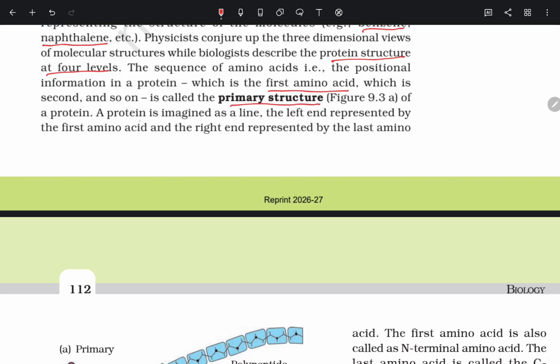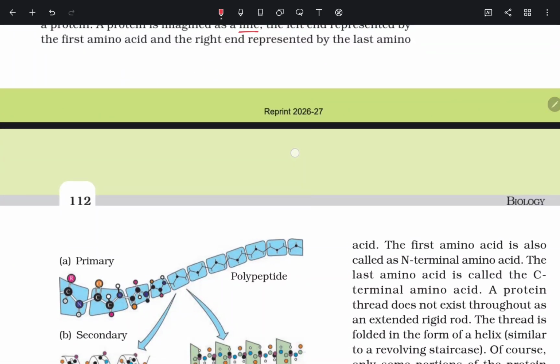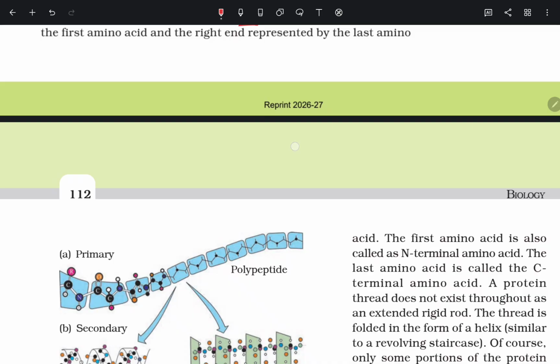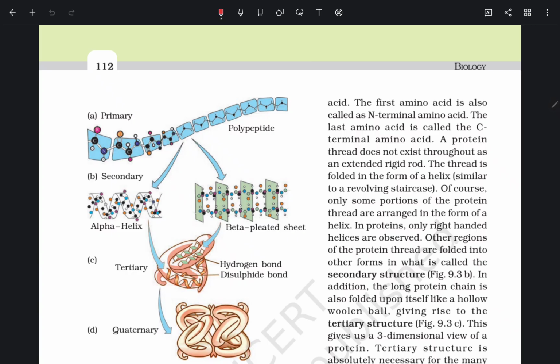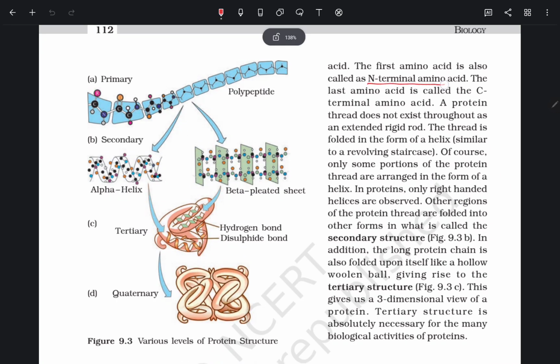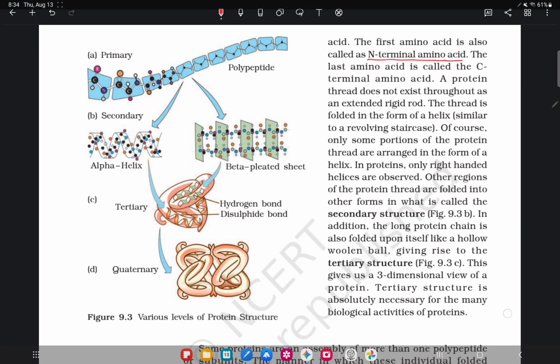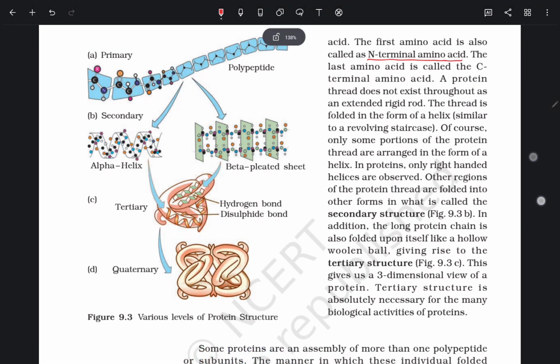Primary structure of protein. A protein is imagined as a line, with the left end represented by the first amino acid and the right end represented by the last amino acid. The first amino acid is also called the N-terminal amino acid. The last amino acid is called the C-terminal amino acid.